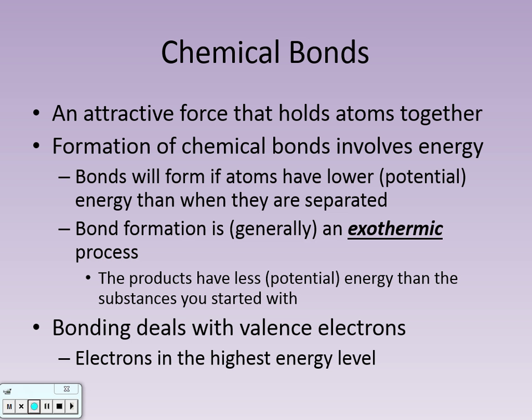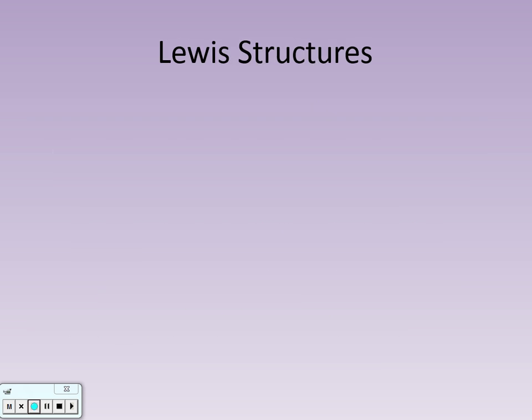Good? If we're concerned about valence electrons, we have to have a way to keep track of them. So that starts with something that we call a Lewis structure. Lewis was a scientist. You don't need to know anything about him. You just need to know that these structures are named after him.